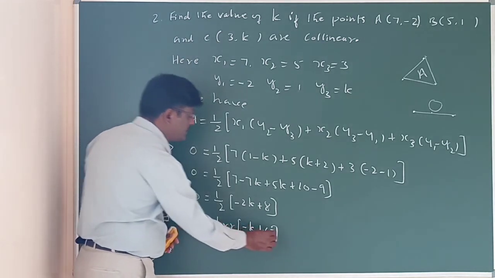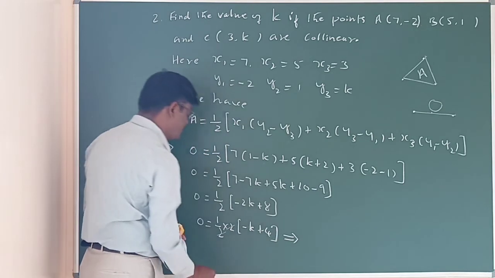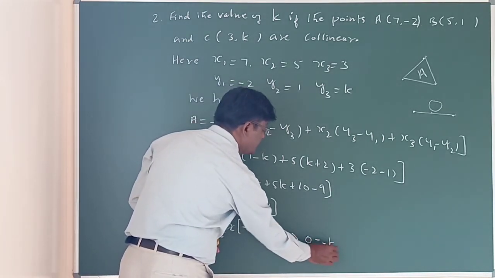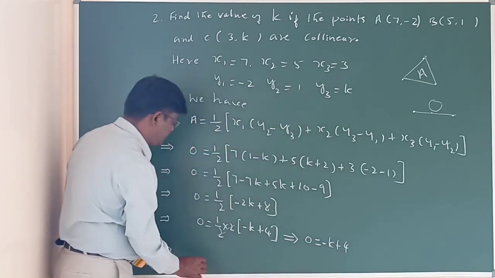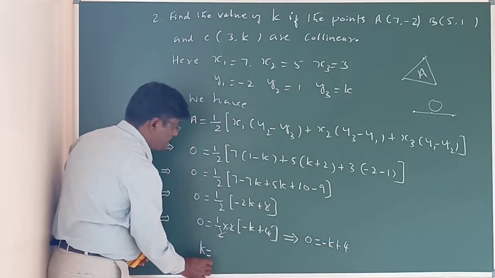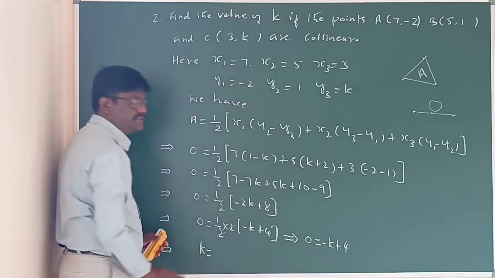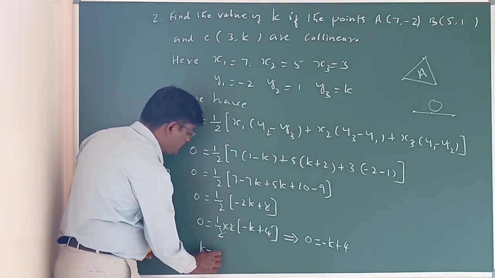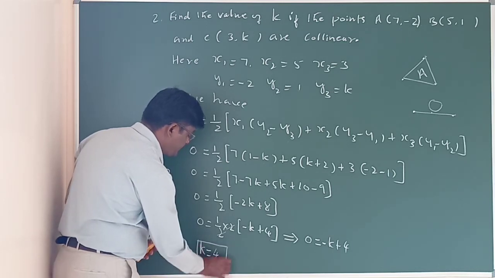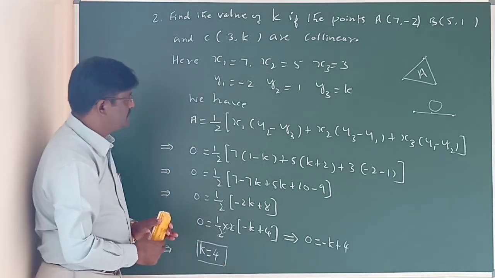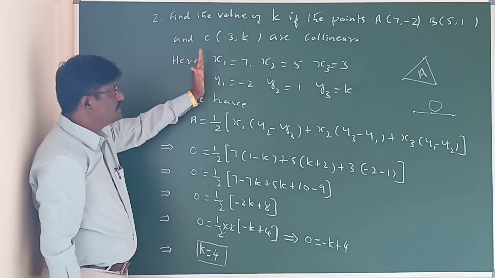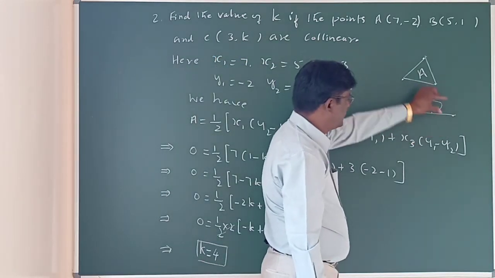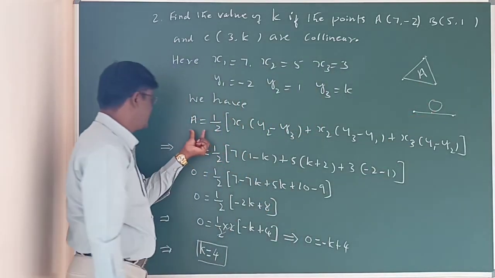0 equal to minus k plus 4. So thus k equal to minus k, and when it is shifted to the left hand side, it becomes plus. Thus k equal to 4. Understood? Thus children, whenever the condition is collinear, the area must be taken as 0.